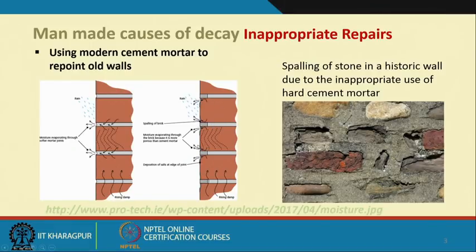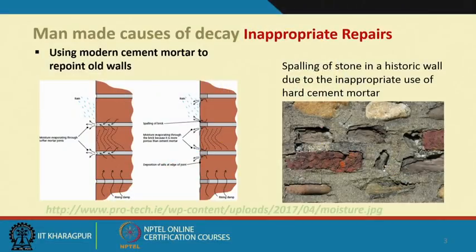So they try to come out by evaporating through the bricks, and in that process it causes the spalling of the bricks, and you can see that the mortar has remained safe. So it is very important to use a mortar of lesser strength than the building fabric. This is a very common damage which happens because of using a modern cement mortar to repoint old walls.